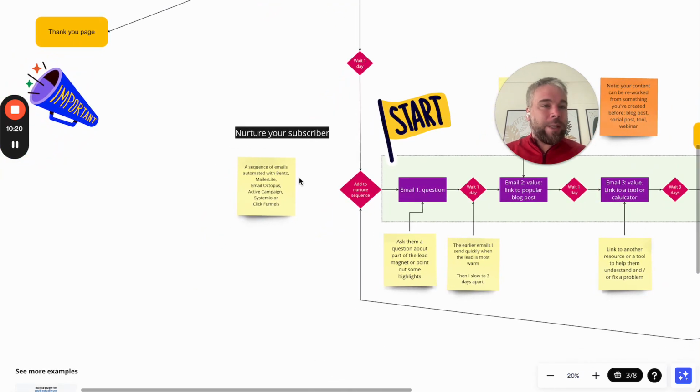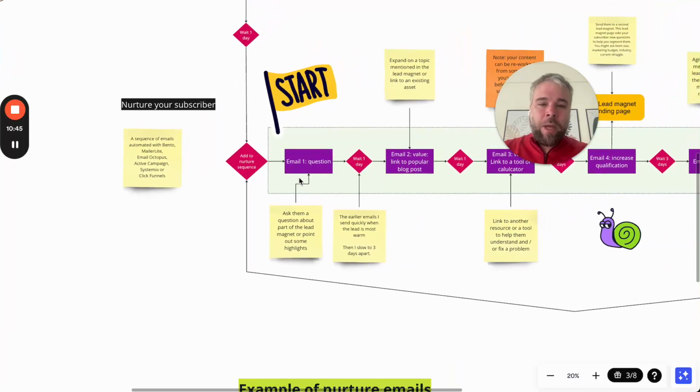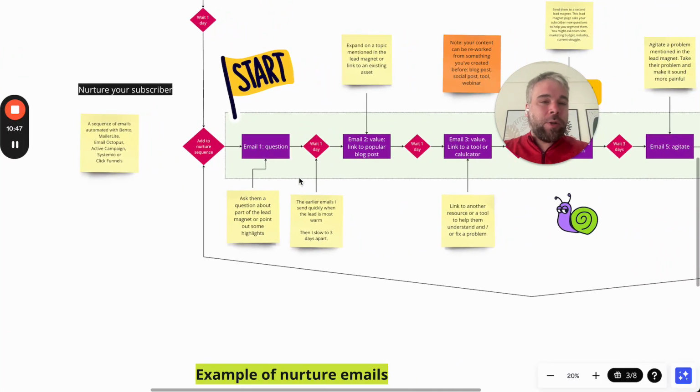So where do we create this sequence of emails? One tool is called Bento. That's what I like to use. There's MailerLite, Email Octopus, Active Campaign, ClickFunnels, System.io. The point here is it doesn't really matter. Just dump the data in the tool, sequence it well, make sure it works, write it, rewrite it, and just make something smart here.